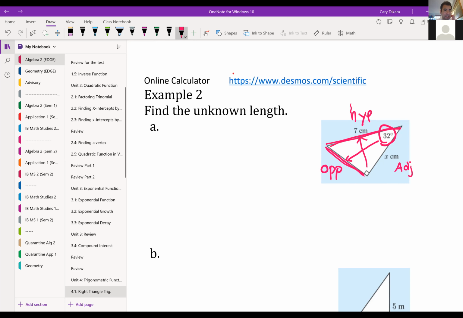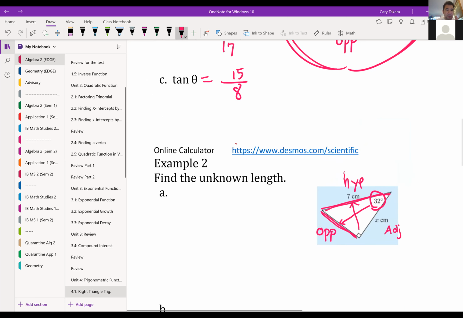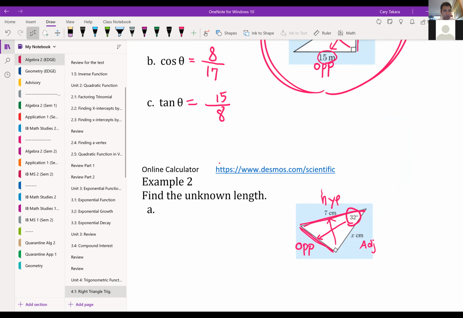Next step is to set up an equation, SOHCAHTOA. Now we have to choose the right one of SOHCAHTOA: sine, cosine, or tangent. Now, what do you think this problem is? Is this a sine problem, cosine problem, or tangent problem? Which one do you think it is? And how do you know that? Thank you, Sophia. Anybody else? This is cosine problem.